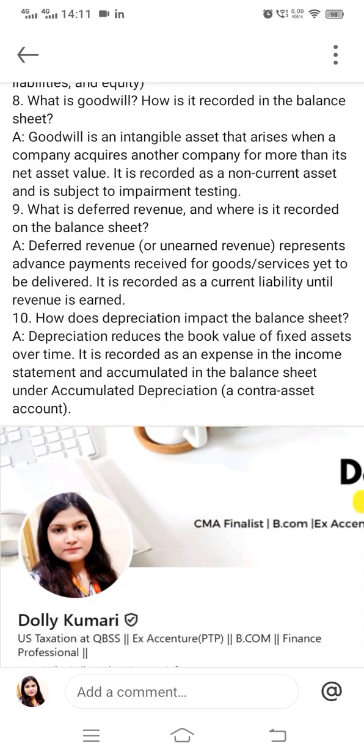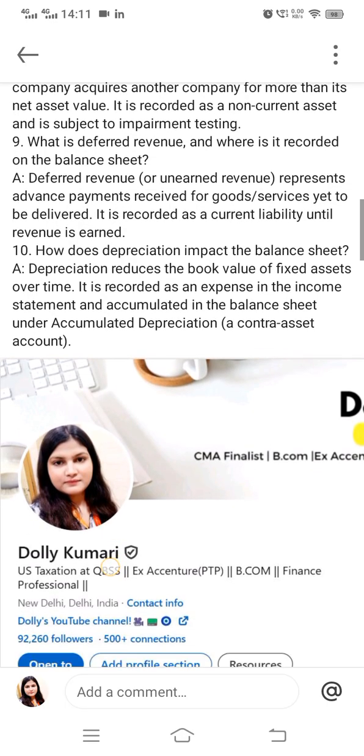impairment testing. So basically whatever extra amount you pay to purchase a company after the valuation, that is goodwill. Why have you paid the extra amount? You have paid the net asset value of the company, and if there is any difference, that is calculated as goodwill. Because of the goodwill you have paid the extra amount to the company. So that is our goodwill.